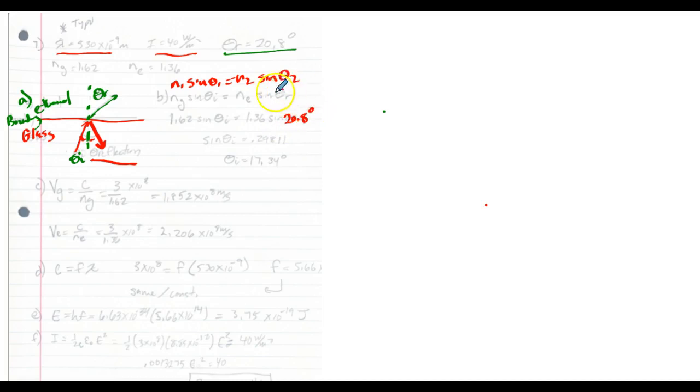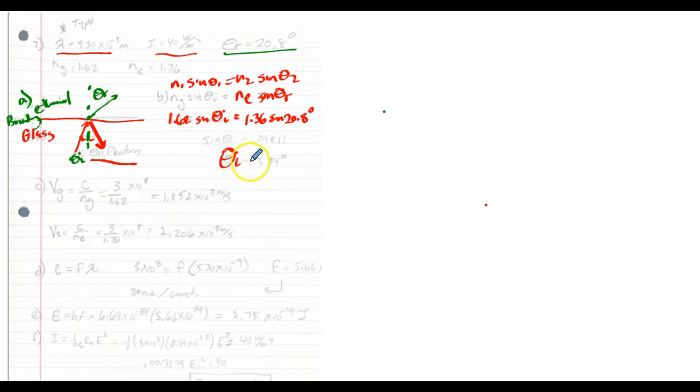Well, that's the refracted theta R. Sine is just sine, so that's going to fill in here. N_e is the ethanol that it's going into, so that's 1.36. That's the value for that. That is equal to 1.62 times the sine of the angle of incidence, which is what we're looking for. So I just solved this.